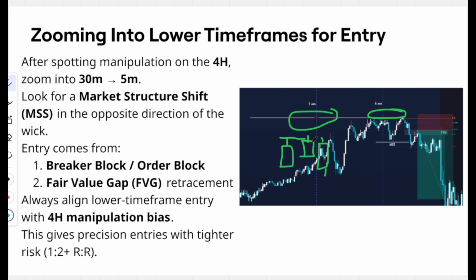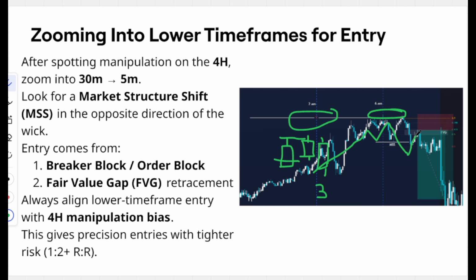Why won't I be looking for an entry on the second candle? Because the second candle opens up here and closes up here. That means it didn't pass the 50% mark. I'm going to look for the third candle where it passed the 50% mark, where you can see it go up, sweep it, but went down, and the market structure shift happened at the third candle. The market structure shift didn't happen at the second candle because it didn't pass the 50% mark.